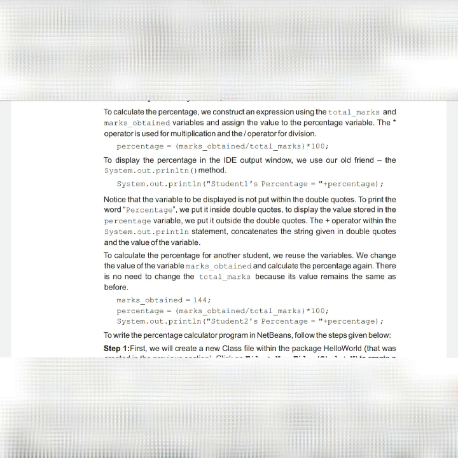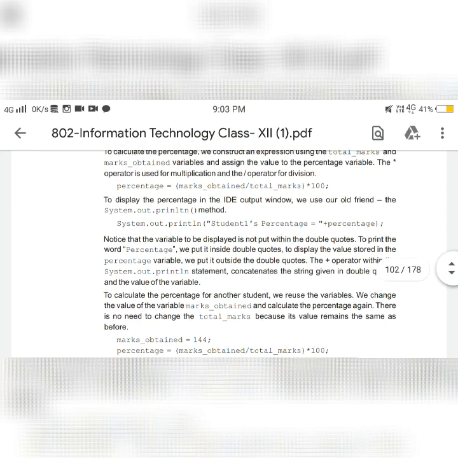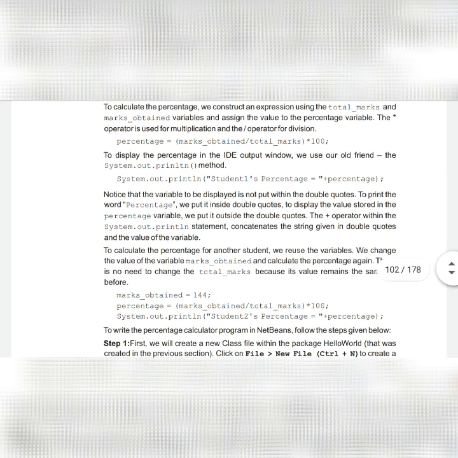Okay. And always remember that whenever we multiply two things before dividing, we write it in brackets. You can't write marks obtained divided by total marks into 100 without brackets, because if you write without brackets, then it will only multiply total marks with 100. So you have to write the complete thing in brackets and then multiply it with 100. And the semicolon is defined as the end of the statement.